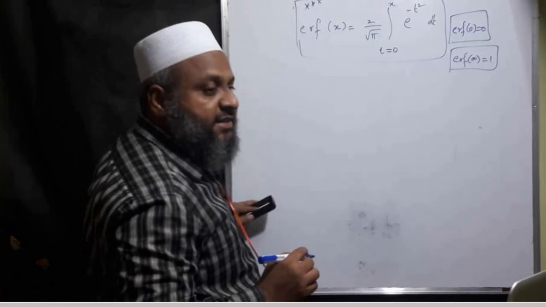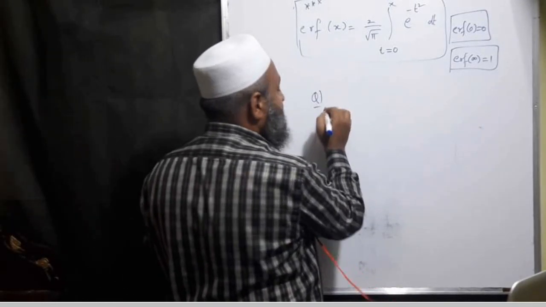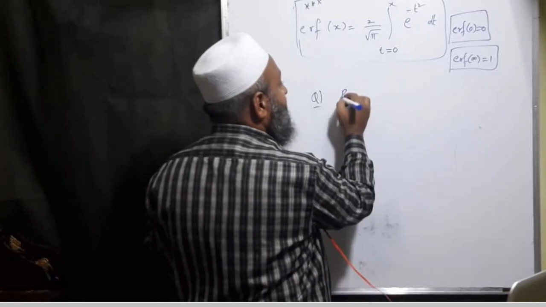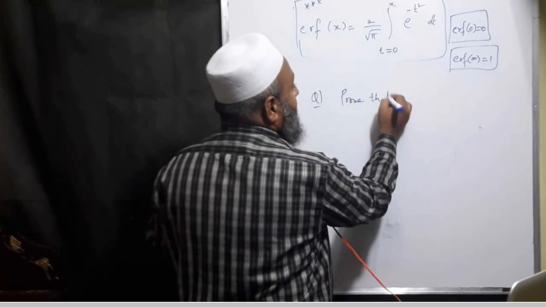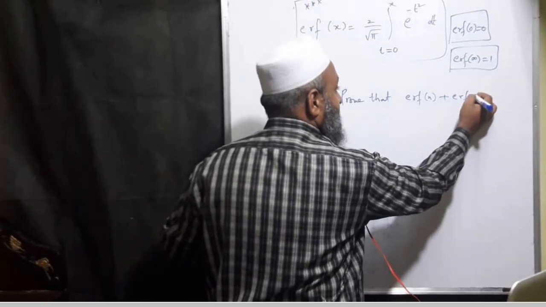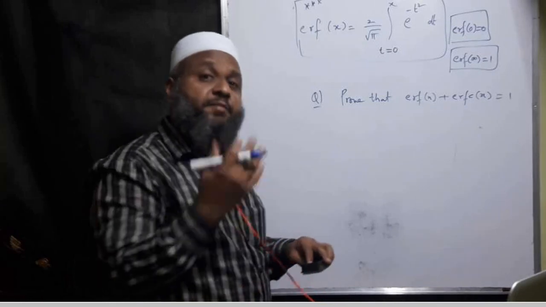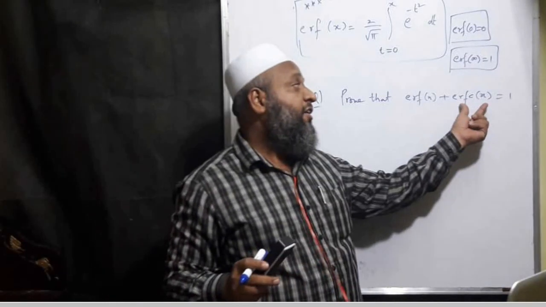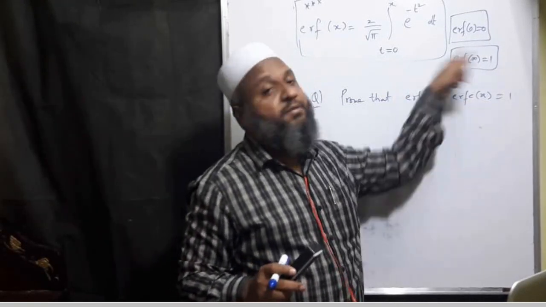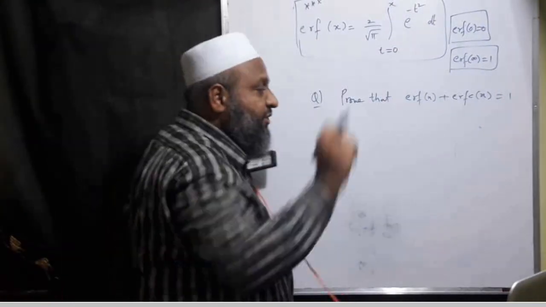Now what is the relation between the error function and the complementary error function? You may get a question: prove that error function at x plus complementary error function at x is equal to 1. Sometimes in the examination they ask to prove that the complementary error function is equal to 1 minus the error function of x. Anyway, that is one and the same question. Now let us prove this.